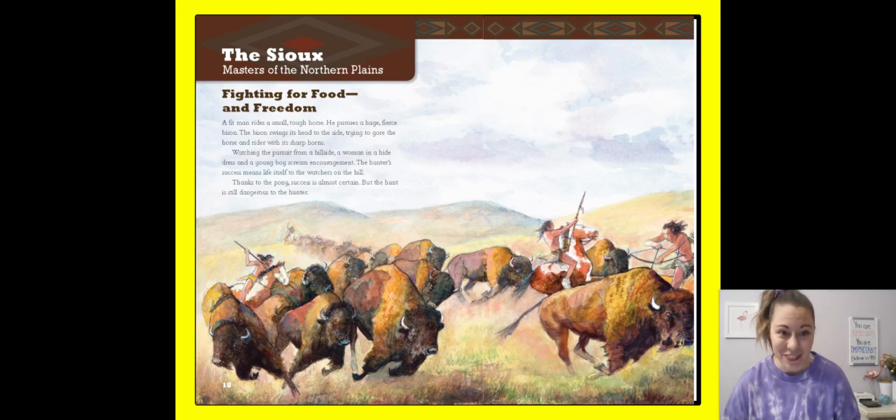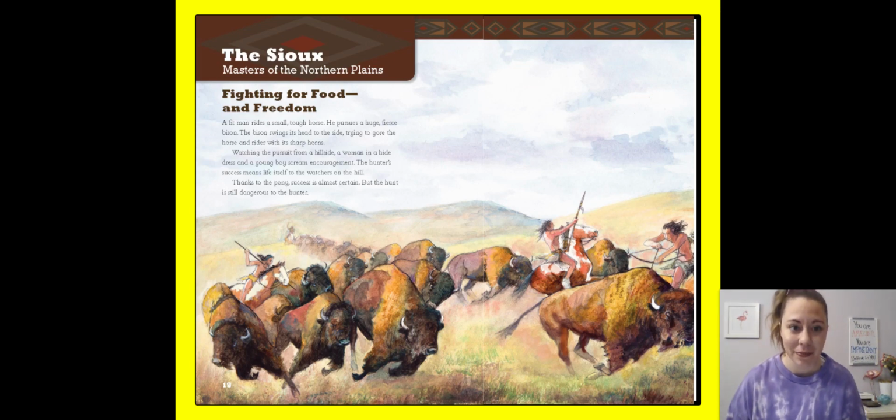Okay, so let's get reading. The Sioux, masters of the northern plains, fighting for food and freedom. A fit man rides a small, tough horse. He pursues a huge, fierce bison. The bison swings its head to the side, trying to gore the horse and the rider with its sharp horns. Watching the pursuit from the hillside, a woman in a hide dress and a young boy scream encouragement. The hunter's success means life itself to the watchers on the hill. Thanks to the pony, success is almost certain, but the hunt is still dangerous to the hunter. So they're saying this is very dangerous, but it's literally important for their life.